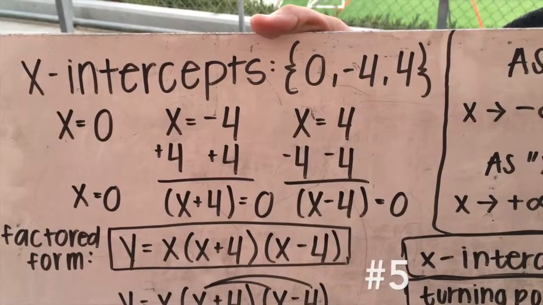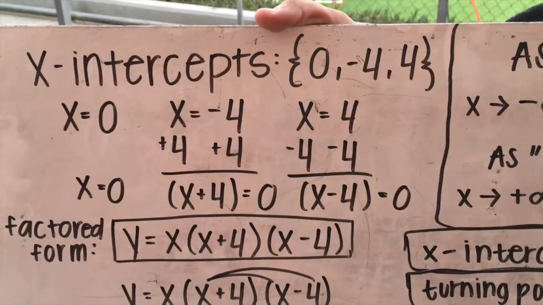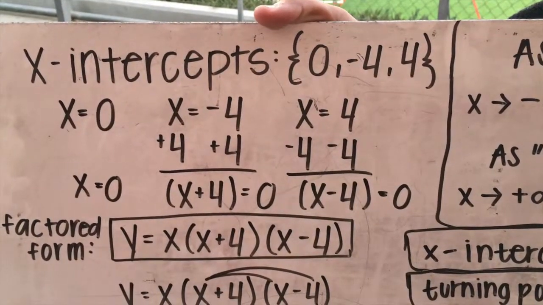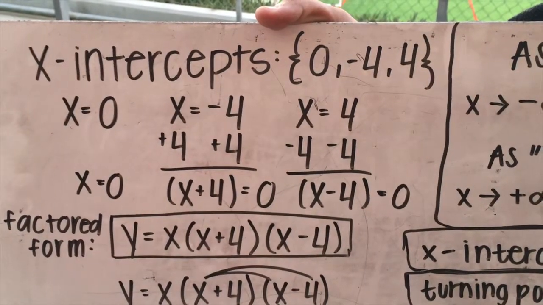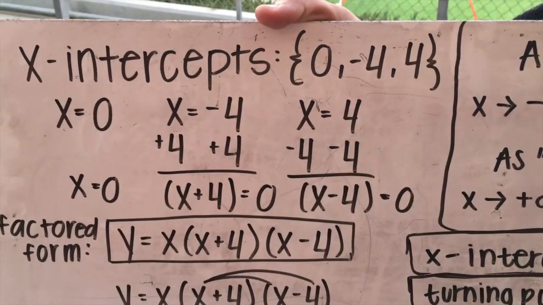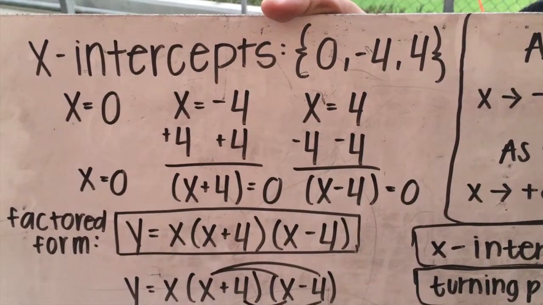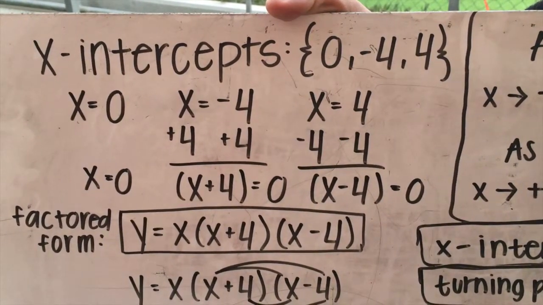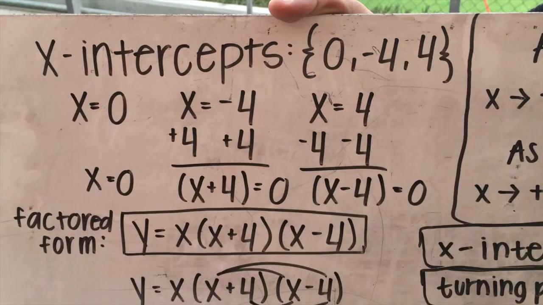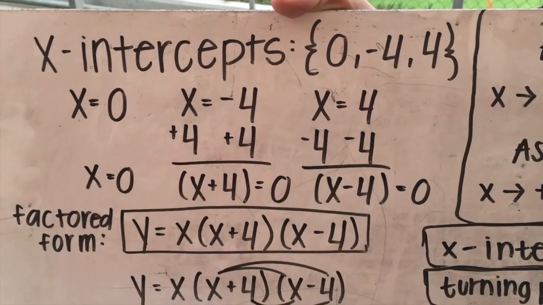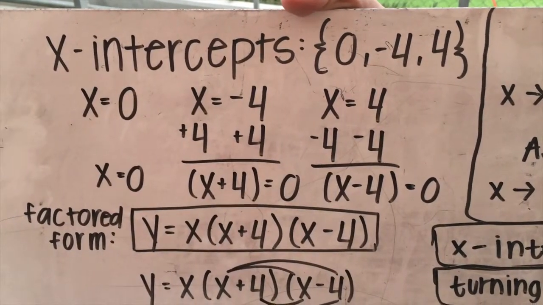Your x-intercepts are 0, negative 4, and 4. You set them to 0, so x equals 0, x plus 4 equals 0, and x minus 4 equals 0. Factored form is y equals x times x plus 4 times x minus 4.